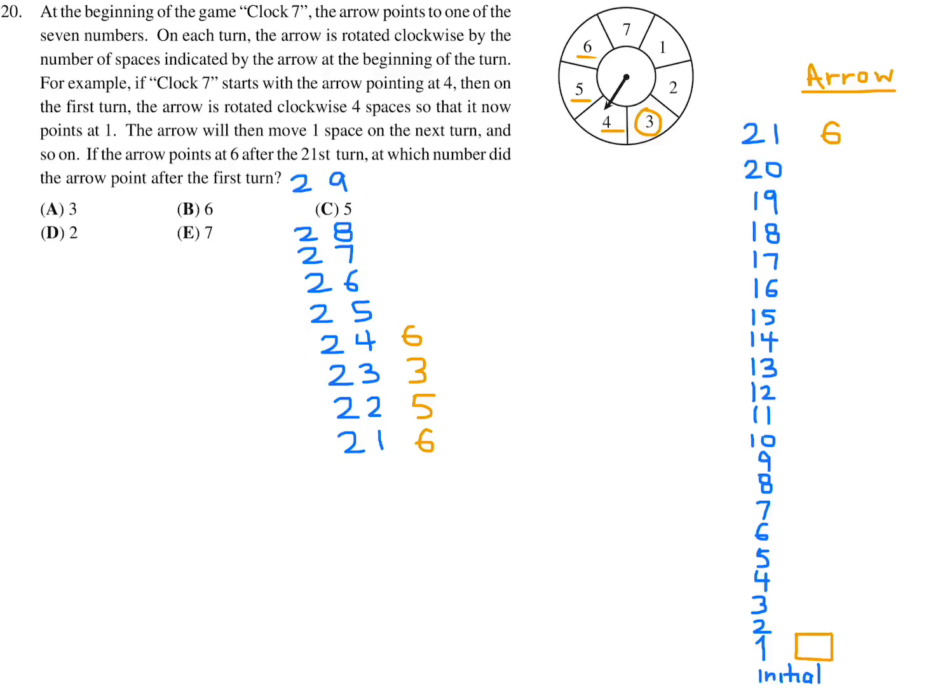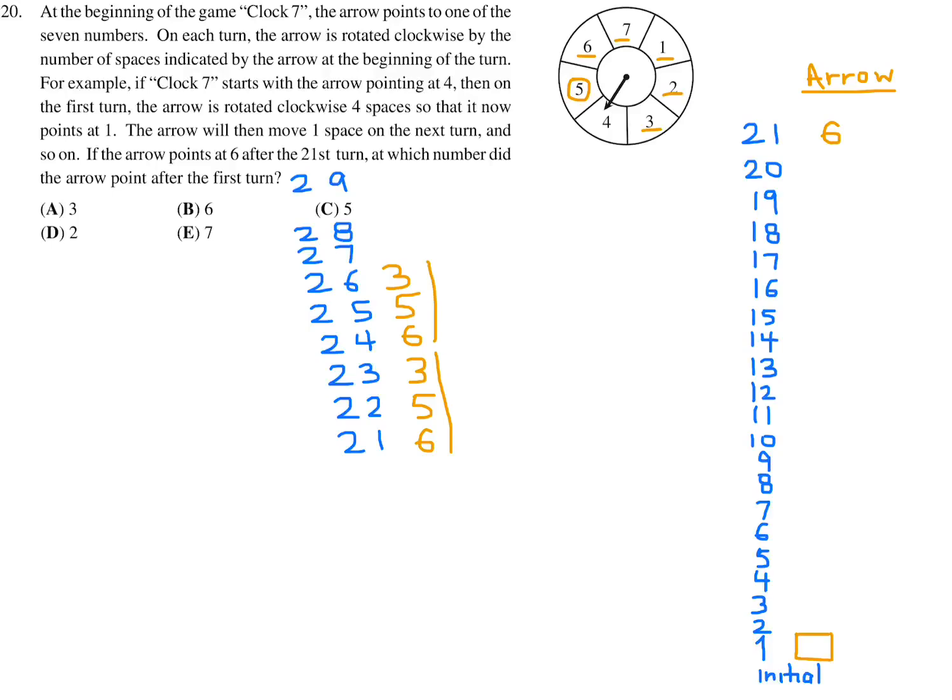Let's just keep going here. Since I'm at 6, I've got to move 6 times. 1, 2, 3, 4, 5, 6. Oh, I'm back at 5. I think I already see the pattern. I'm at 5 now, so I've got to move 5 times. 1, 2, 3, 4, 5. Oh, I'm back at 3. So this pattern just keeps repeating: 6, 5, 3, 6, 5, 3, and so on.